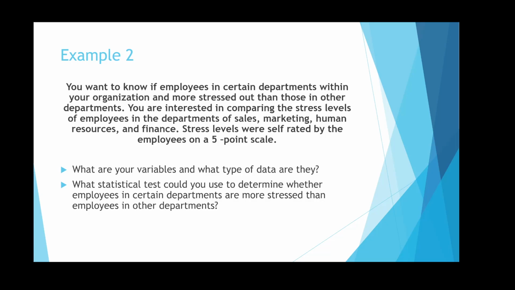Your dependent variable is stress level. That would be considered interval. You could maybe also say ordinal, just depending on what the response options of that 5-point scale were. So interval or ordinal would work as a correct answer there. The best test that I would say to do here, a regression, once again, you can dummy code your 4 departments and do a regression, a multiple regression, or you could do an ANOVA.